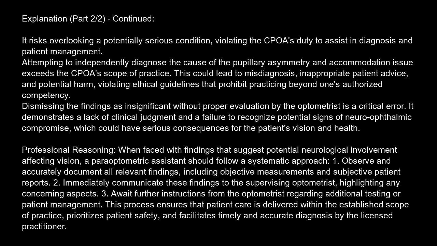Professional reasoning. When faced with findings that suggest potential neurological involvement affecting vision, a paraoptometric assistant should follow a systematic approach. 1. Observe and accurately document all relevant findings, including objective measurements and subjective patient reports. 2. Immediately communicate these findings to the supervising optometrist, highlighting any concerning aspects. 3. Await further instructions from the optometrist regarding additional testing or patient management. This process ensures that patient care is delivered within the established scope of practice, prioritizes patient safety, and facilitates timely and accurate diagnosis by the licensed practitioner.